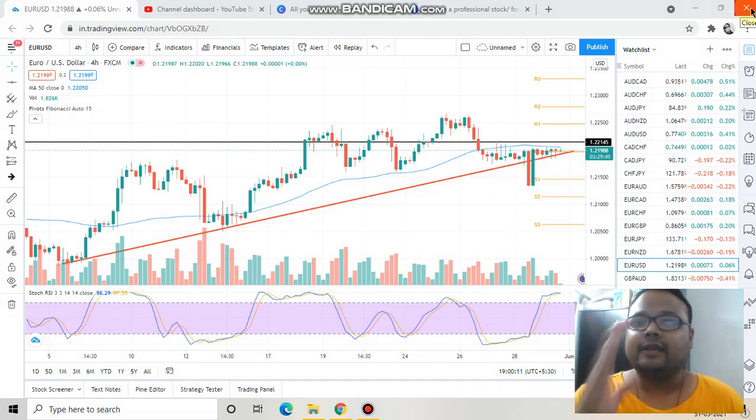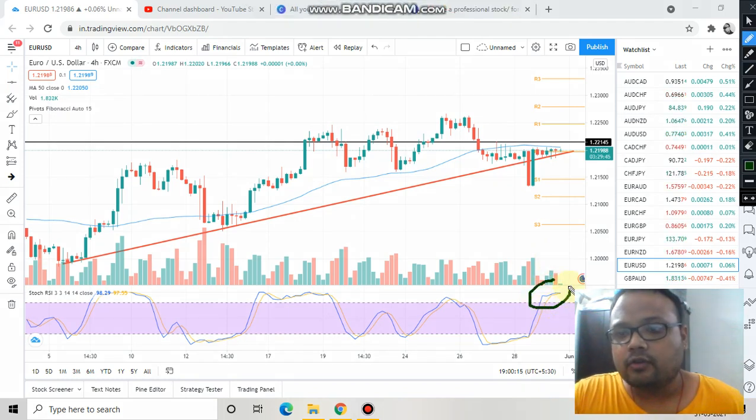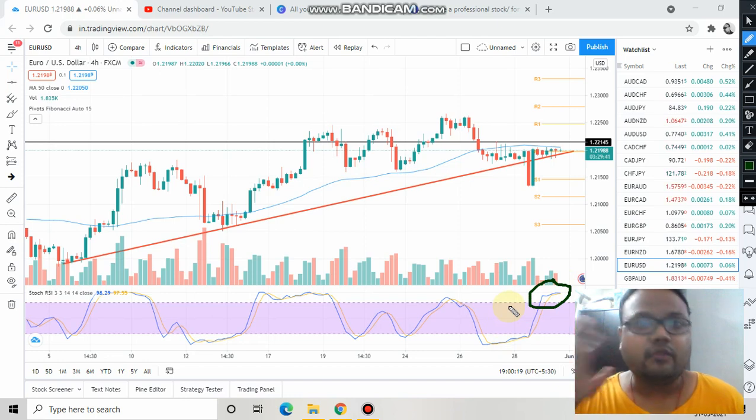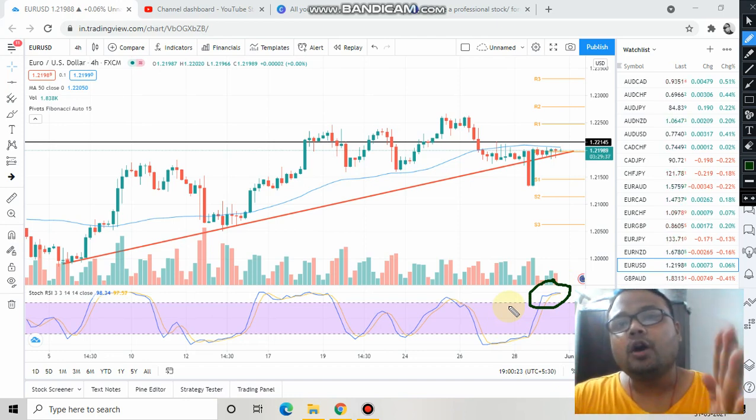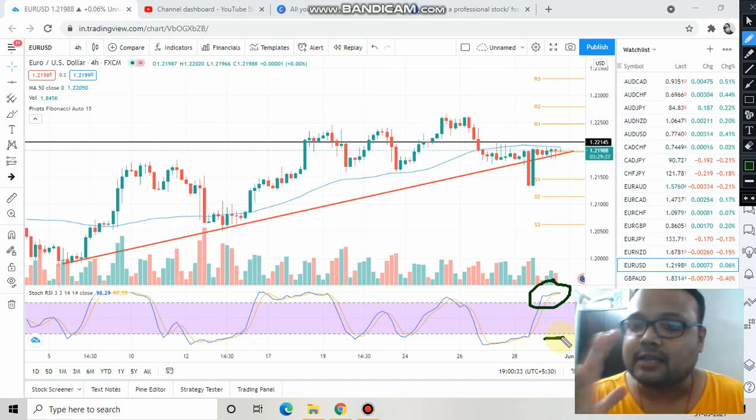So what you should do now, if you want to take a risk, still I'll say that you should not take the risk right now, because market is in overbought zone. Just look at the position of the stochastic RSI. Stochastic RSI is in overbought zone. So let the stochastic RSI cool off. Let the stochastic RSI come down to the oversold zone. Have some patience. As I always say, do not chase the market.